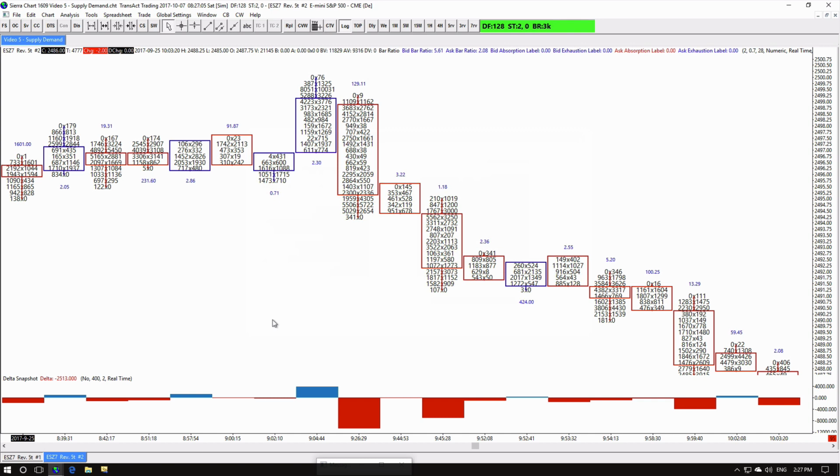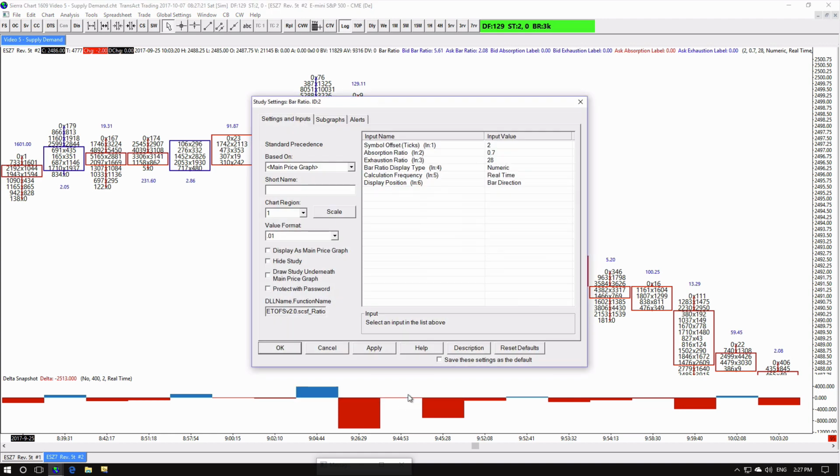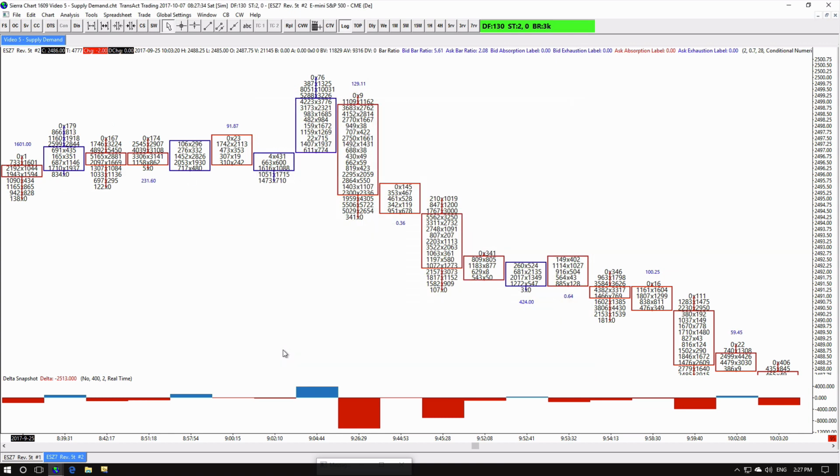The default ratios are set to levels that can provide a good indication of absorption and exhaustion. And we're not so bothered about the actual ratio that's calculated. What we're more concerned about is whether the bar ratio is below or above these thresholds. We can set the bar ratio indicator to display signals in various ways. With numeric, we'll show the ratio for every price bar. With conditional numeric, we filter out those ratios that don't represent exhaustion or absorption.